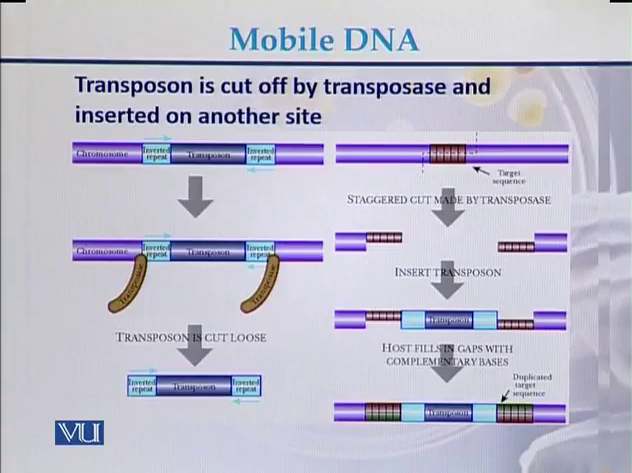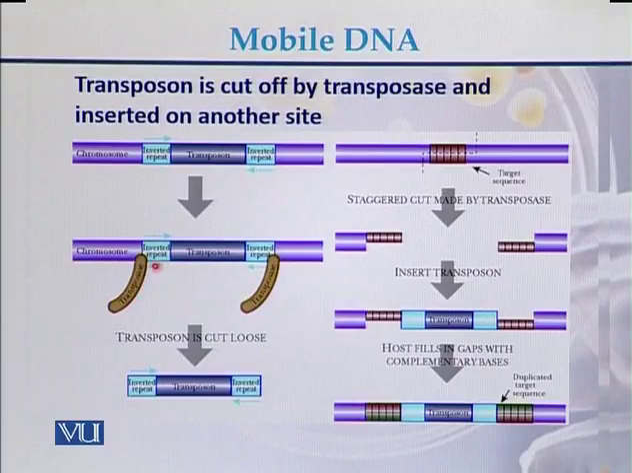Transposons are cut by transposase, which is an enzyme, and inserted at another site. Here is an example: this is the transposon. Here are the inverted repeats, and this region is cut with the help of the enzyme transposase.